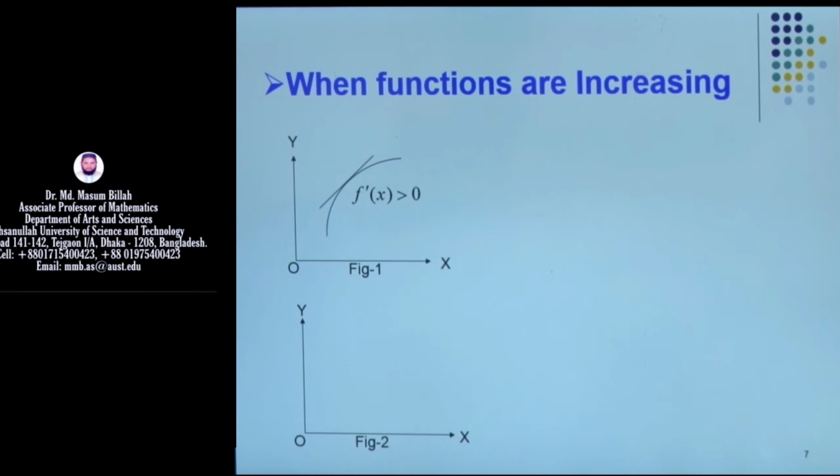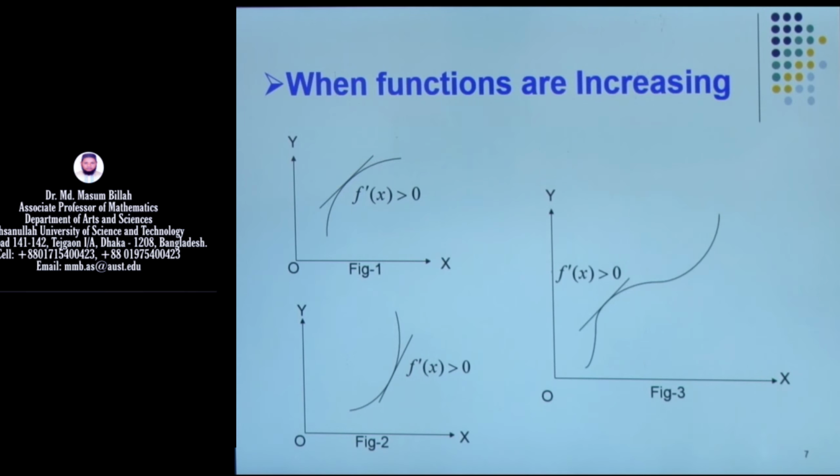Then we take another graph. This one is concave up. You see, another function is here, and if we draw any tangent on this curve, at each point, f prime x is always positive. So this function is also an increasing function. And we take another graph here. This is the combination of concave up and concave down. If we draw a tangent at any point in this graph, the slope is always positive, you see. So we can see figures 1, 2, and 3 are all increasing functions.